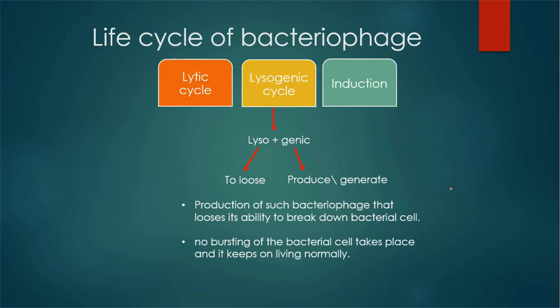The second life cycle of bacteriophage is lysogenic. The word lysogenic is made up of two words, lyso and genic. Lyso means to lose, and genic means to produce or to generate something. In other words, the lysogenic cycle involves the production of such bacteriophages that lose their ability to break down the bacterial cells. So in the lysogenic cycle, no bursting of bacterial cells takes place and the bacteria keeps on living its life normally.